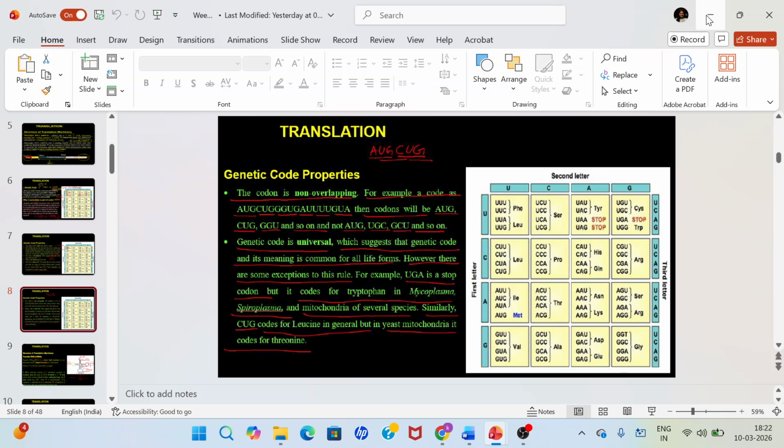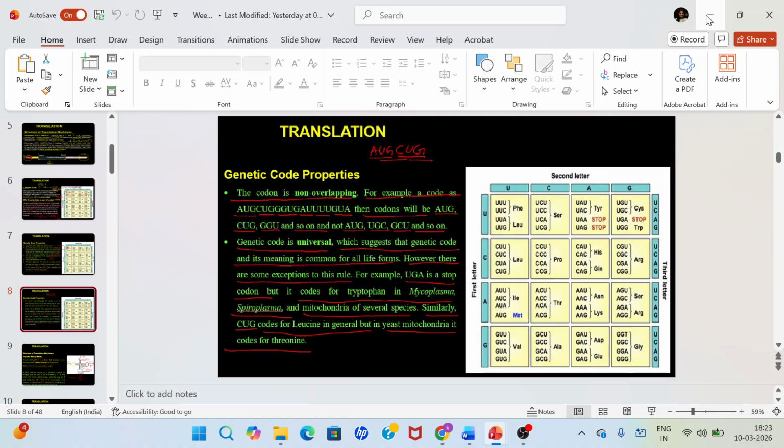Okay. So, the genetic code is also universal, which suggests that the genetic code and its meaning is common for all of the life forms on the earth. If AUG is coding for methionine in humans, then it will code for methionine in an insect also. It won't code for anything else. So the codons are universal. It will code for a similar amino acid in all of the species, all of the organisms present on this Mother Earth. Okay. So which suggests the genetic code and its meaning is common for all life forms.